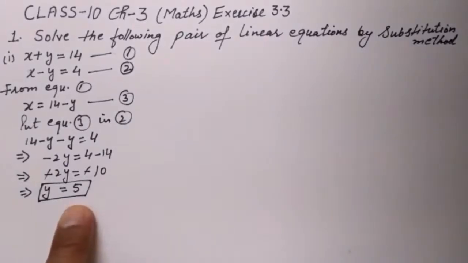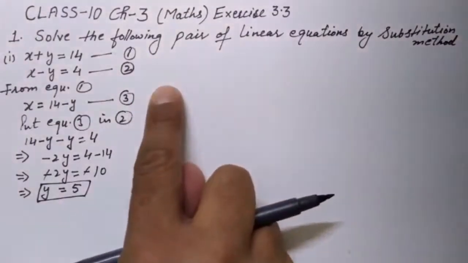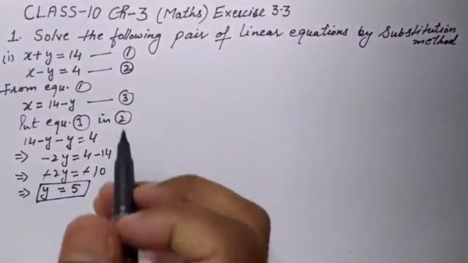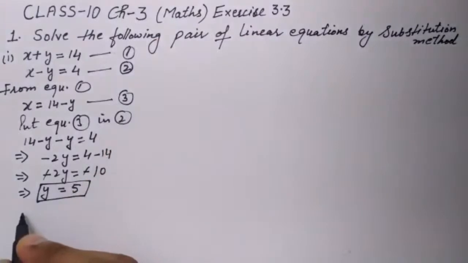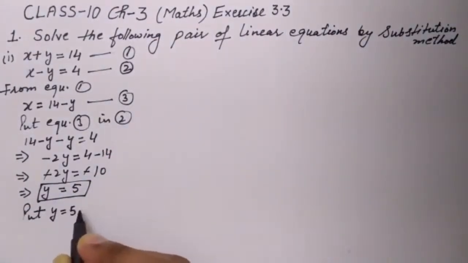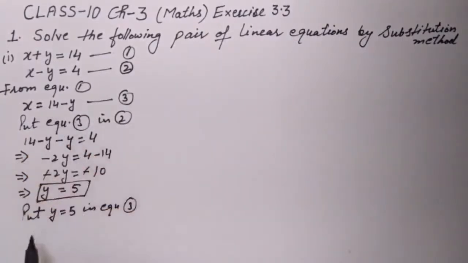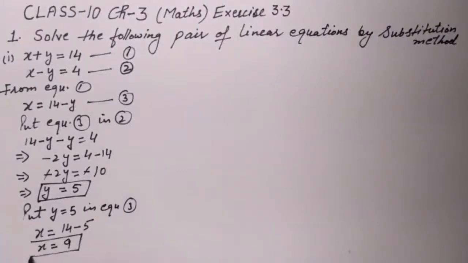Now this value of y we will fill in any of the equation number 1, 2 or 3. Anywhere you fill you will get the value of x. So I am filling in equation number 3. So we'll write put y is equal to 5 in equation 3. So it becomes x is equal to 14 minus y, y means 5. So x is 9. So x is equal to 9 and y is equal to 5 is the solution of this first part.